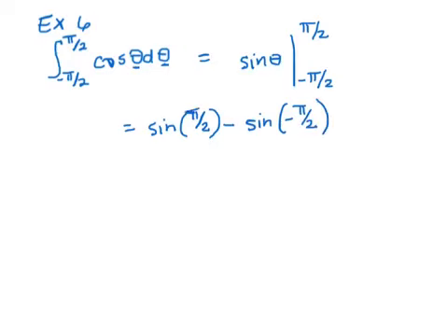Now, what I don't want you to do is plug this in and keep your calculator in degrees. You need to plug this in, if you are plugging it in, and put your calculator in radians. But what I happen to know is that the sine of pi over 2 is 1. And I also know that the sine of negative pi over 2 is negative 1. And this gives me positive 2.